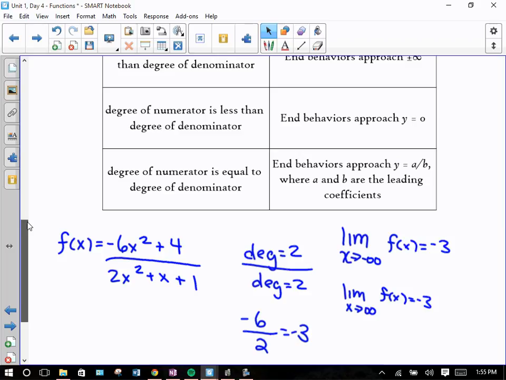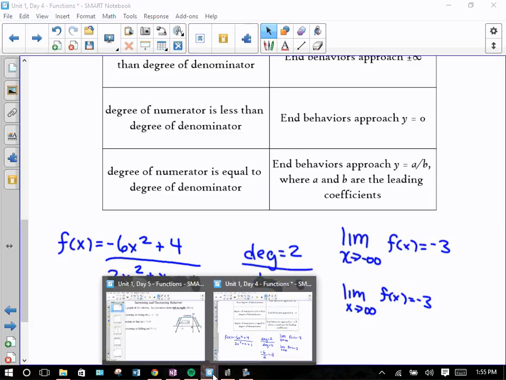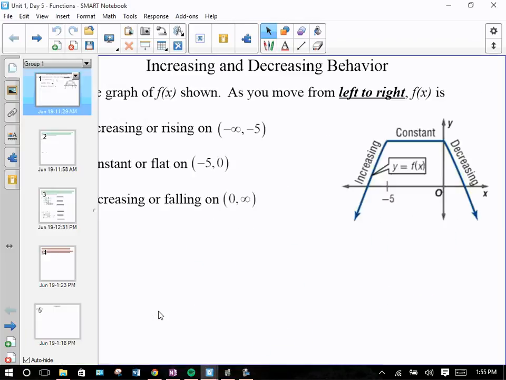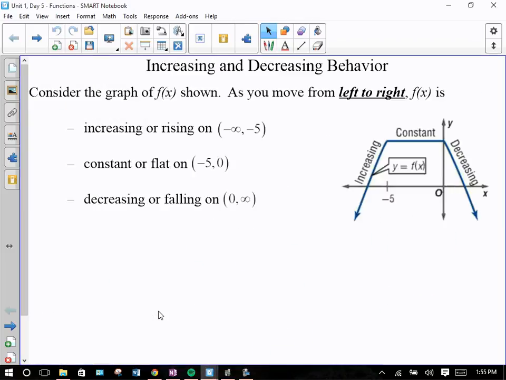So that's the first part of your homework. Now, next part is pretty easy. Okay? So we're going to switch sort of topics. We're just talking about end behaviors, limits, and continuity. What I want to talk about now is increasing and decreasing behavior.